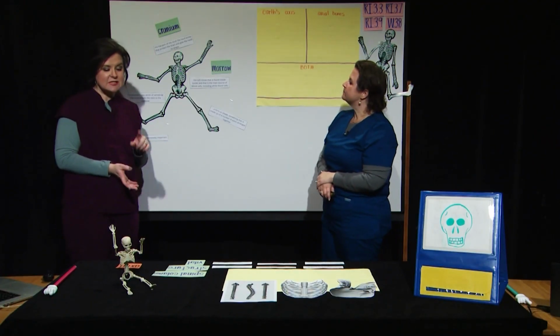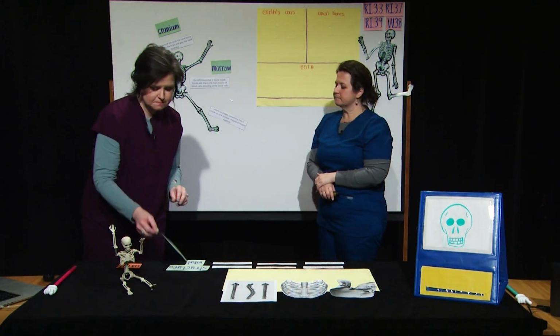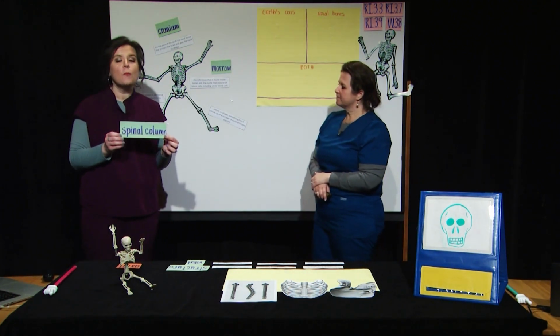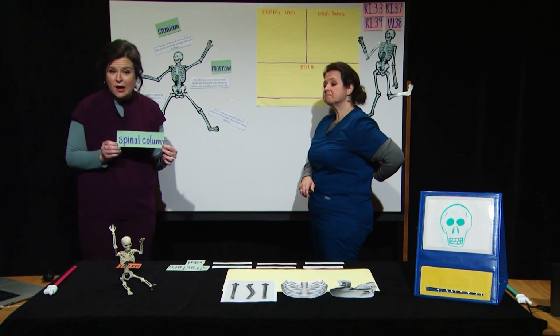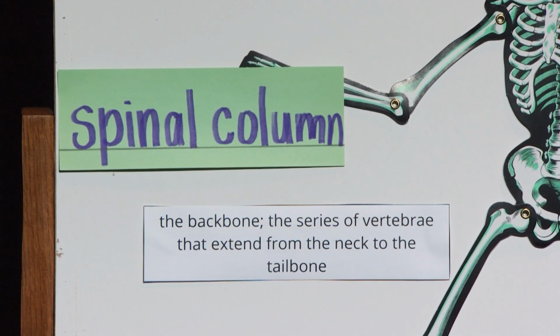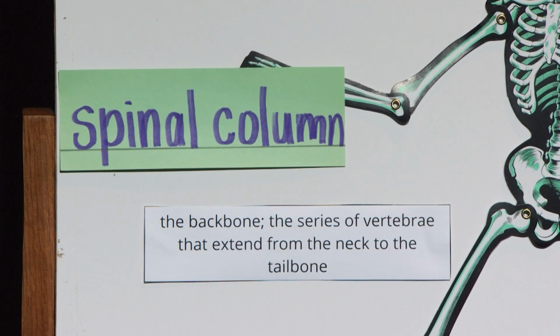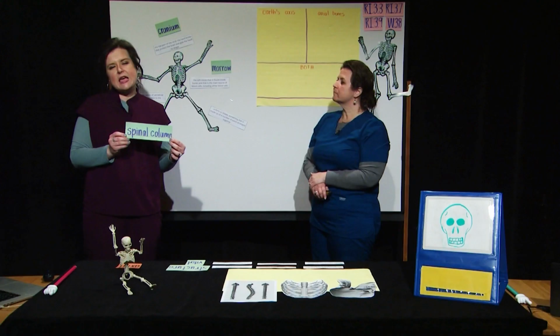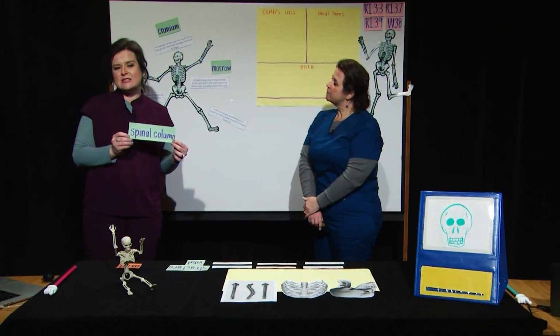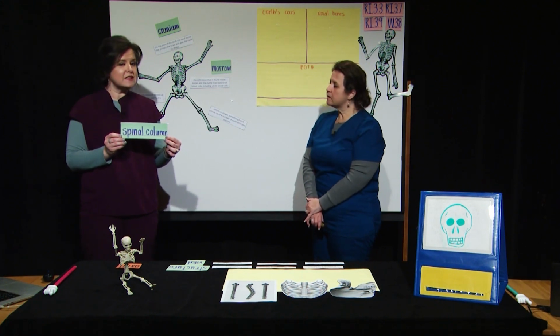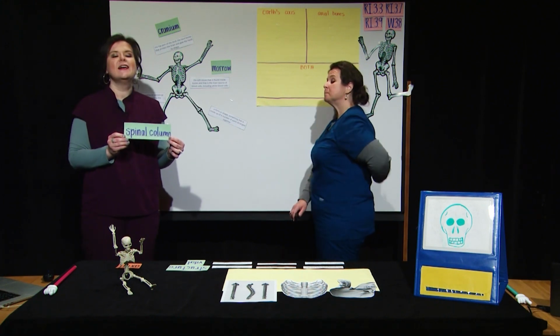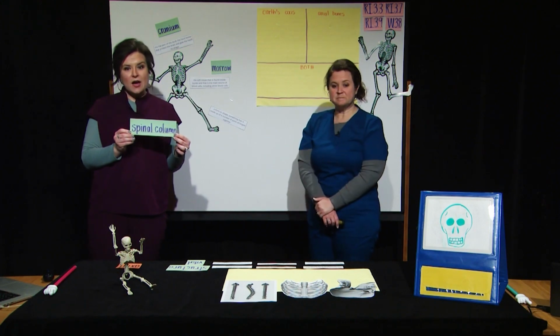Now we have spinal column. Point to your back and say that. Spinal column. The spinal column is simply the backbone. It's the series of vertebrae that extend from the back to the tailbone. We could say the spinal column provides necessary protection for the spinal cord. What's our word that means backbone? Yes, spinal column.